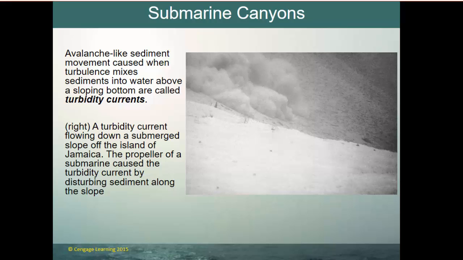They're called turbidity currents. This is a turbidity current flowing down a submerged slope off the island of Jamaica. Here again, the propeller of a submarine caused the turbidity current by disturbing the sediment along that slope.